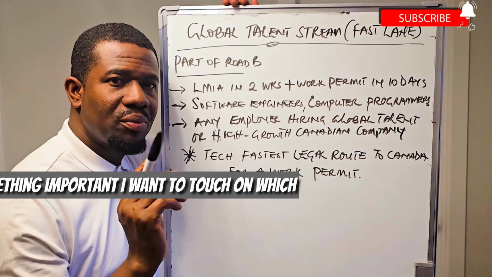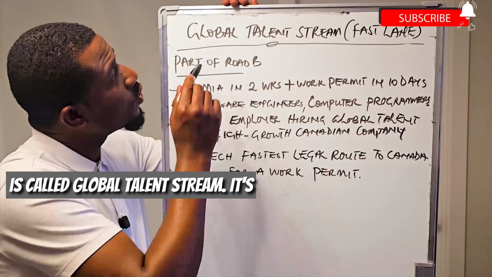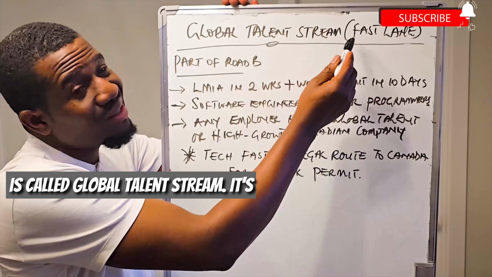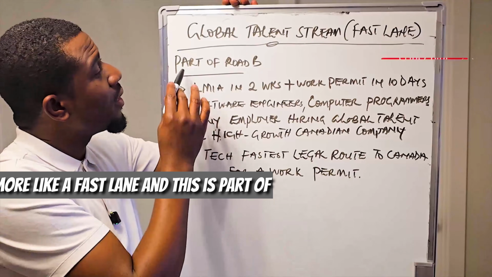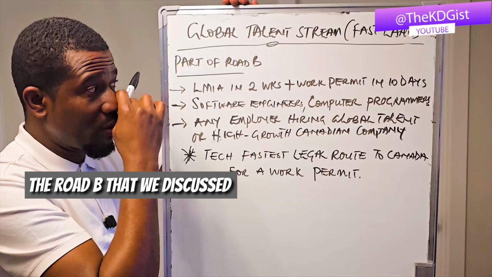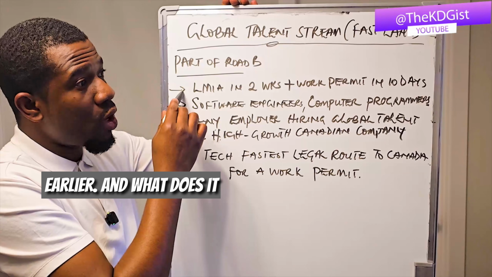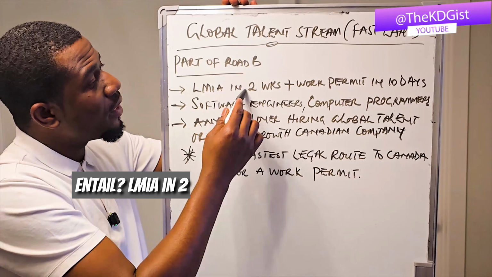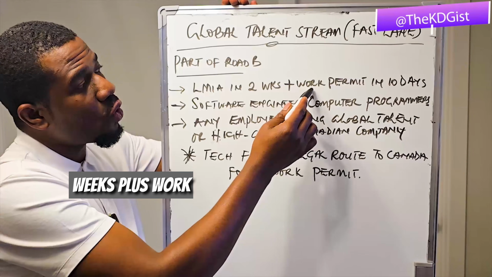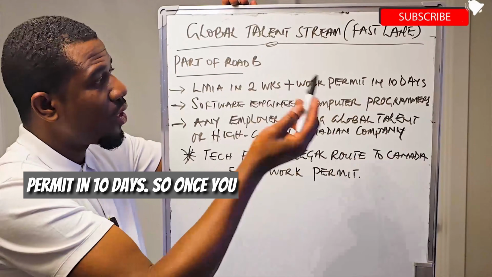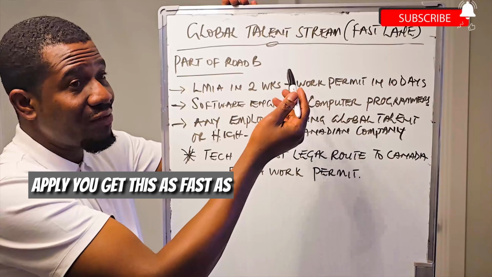There's something important I want to touch on, which is called the Global Talent Stream. It's more like a fast lane, and this is part of the Road B that we discussed earlier. What does it entail? LMIA in 2 weeks plus work permit in 10 days. So once you apply, you get this as fast as anything.